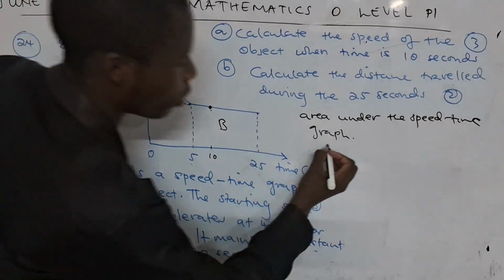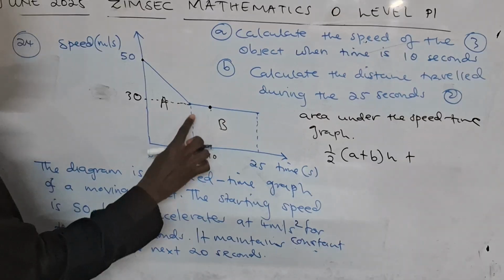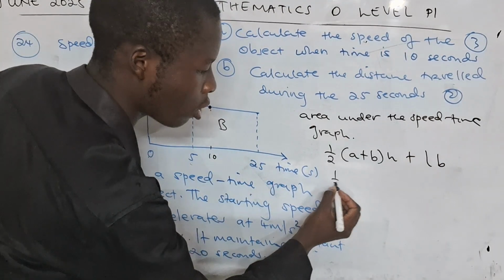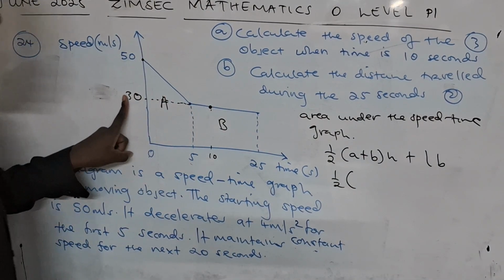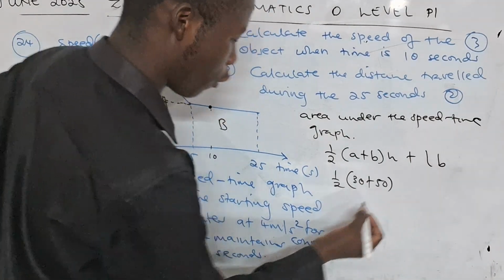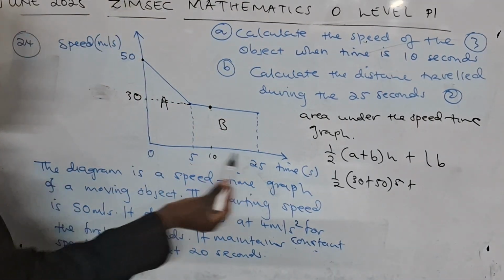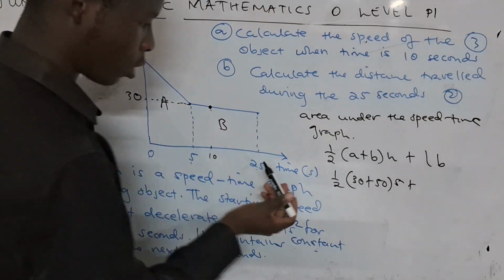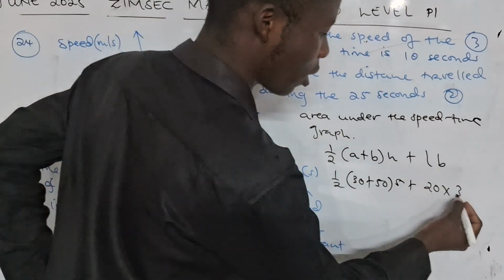How to find the area of a trapezium? Half times (a plus b) times h. How to find the area of the rectangle? Length times breadth. So this is half, and a and b are the parallel lines. From here to here, this is 30, plus from here to here, this is 50, times the height, which is 5. Plus, here, what is the length? 25 subtract 5, then you'll be able to find the length. So this is 20, times the breadth, which is 30.